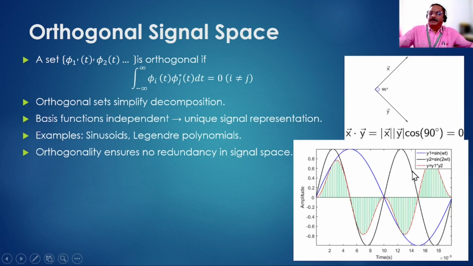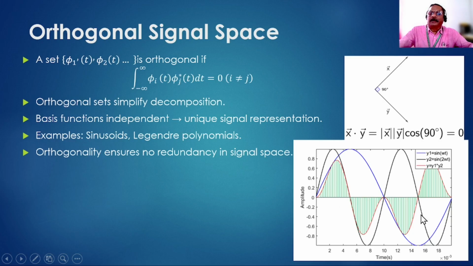In this example, the blue curve is sine of omega t, and the black curve is sine of 2 omega t. You can see that the blue curve has made one cycle in this time, whereas the black curve has made 2 cycles. If we multiply them, what we get is the red curve. If I find the area under that red curve, taking this product and integrating over the full period, the integration means finding the area under the curve.